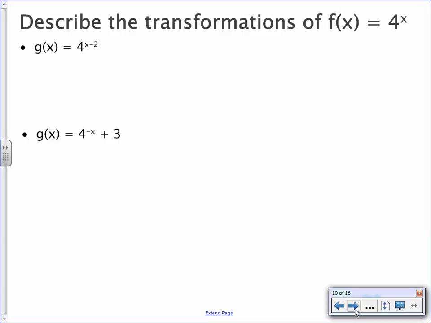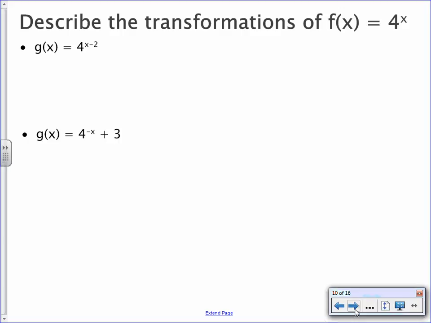Okay, let's just practice some transformations, just describing them. That way when you get to your homework, you will not have a problem. So 4 to the x would be our parent function. 4 to the x minus 2, how would that look different?